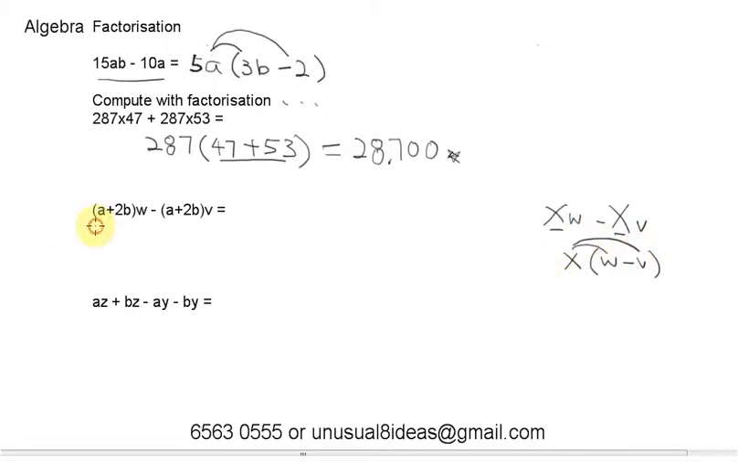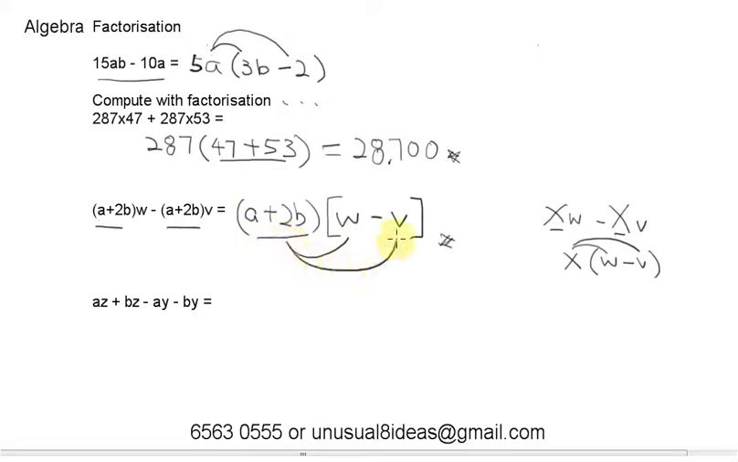In this case, it's exactly the same thing. A plus 2B, A plus 2B, that's something that they have in common. So if you just take A plus 2B, bring it out, what we leave behind is W and a minus V. That's the answer. This multiplied by W, A plus 2B multiplied by negative V.